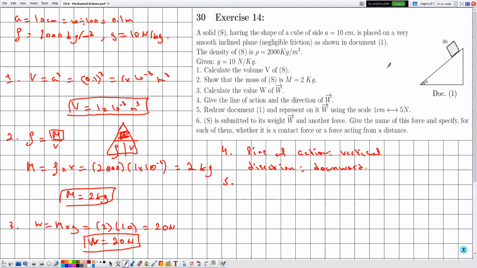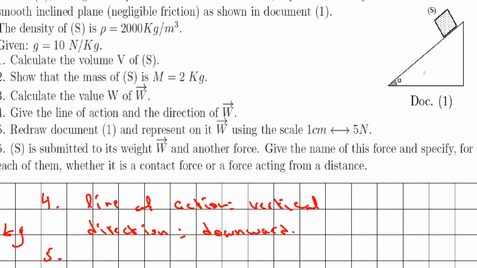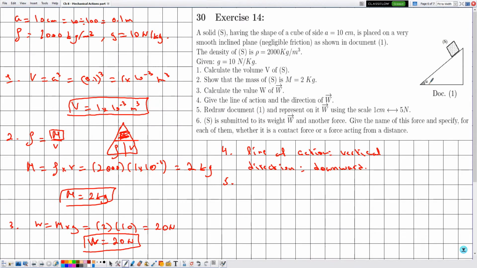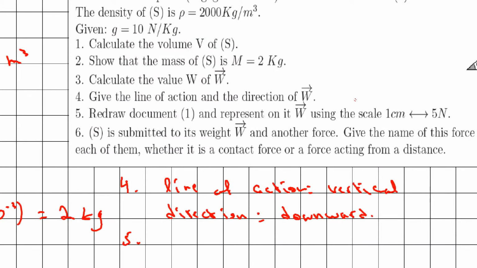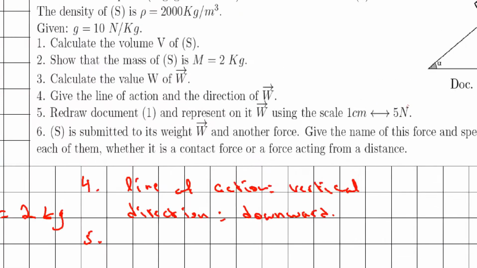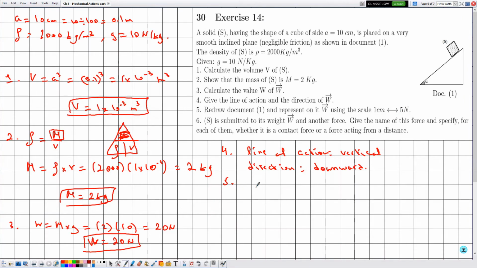Now in number 5, they are telling us to redraw document 1 and represent on it W using the scale 1 centimeter corresponding to 5 newtons. And by represent, it means that we need to draw the vector. In order to draw the vector, we need to determine the length of the vector. So we know that the magnitude of this vector is 20 newtons. Then using this scale, one can determine the length of this vector.